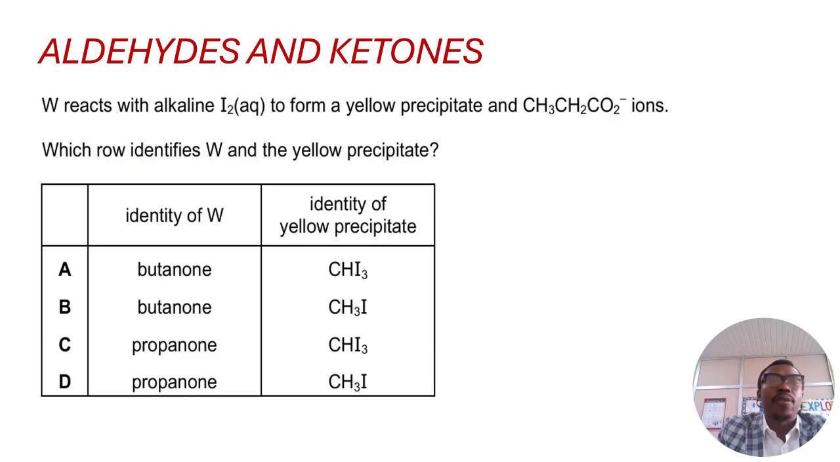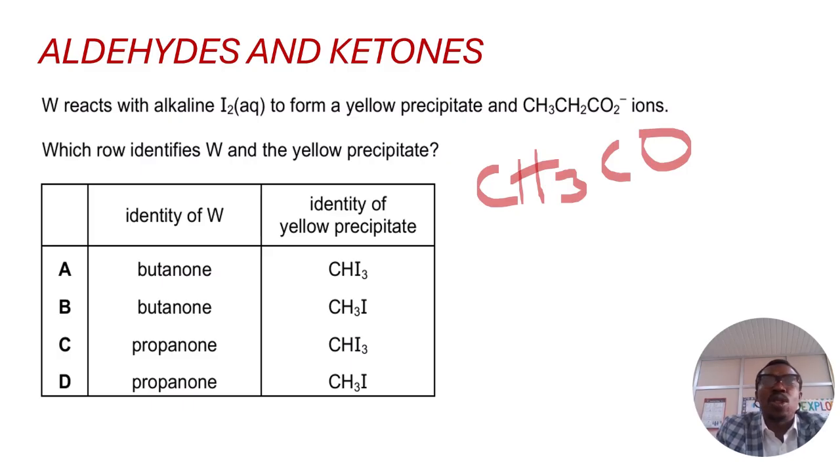For an organic compound to form a yellow precipitate of triiodomethane with an alkaline solution of iodine, it has to be an aldehyde or a ketone that contains a methyl ketone group, which is CH3CO. When it reacts with an alkaline solution of iodine, it will form a yellow precipitate of triiodomethane. So which row identifies W and the yellow precipitate?